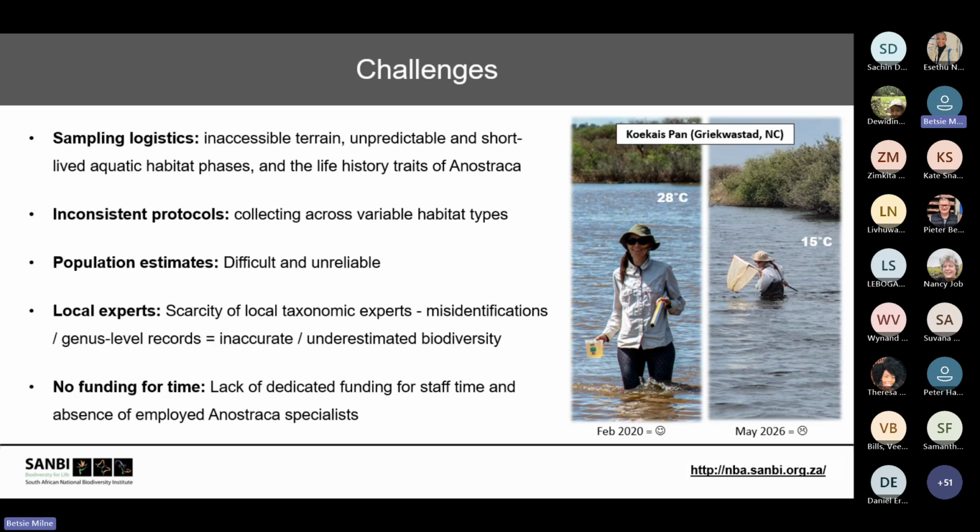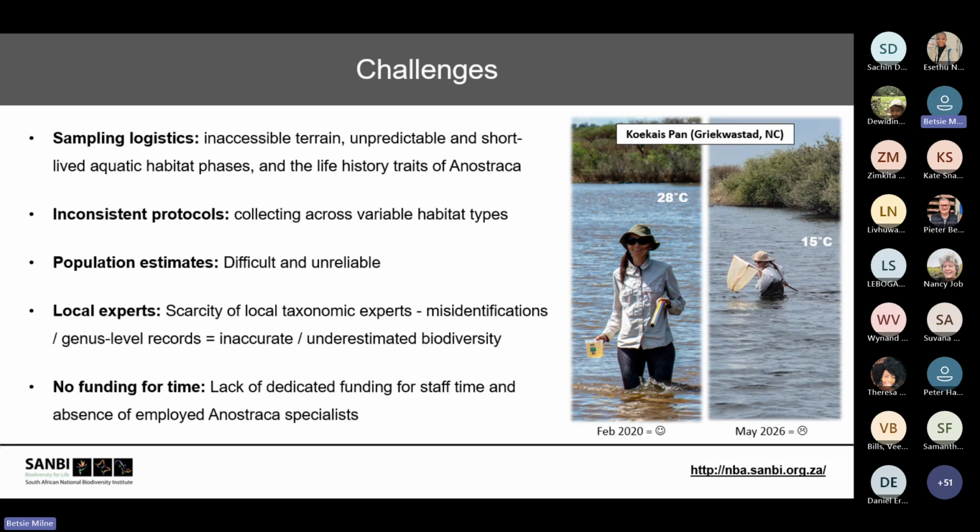Just to give you an example, here are 2 photos. One was taken in February 2020, and the other one was taken about 2-3 weeks ago in May. Both of these sampling efforts took place 3 weeks after the first inundation of that season. But you can see the habitat conditions were quite different. The first photo shows the water depth just above my knees, and the water temperature at that time was 28 degrees. And we found at least 5 different species of branchiopods during that sampling. And then 3 weeks ago, the temperatures were 15 degrees and the water was about 60 centimeters deep. As you can see, it was quite deep.